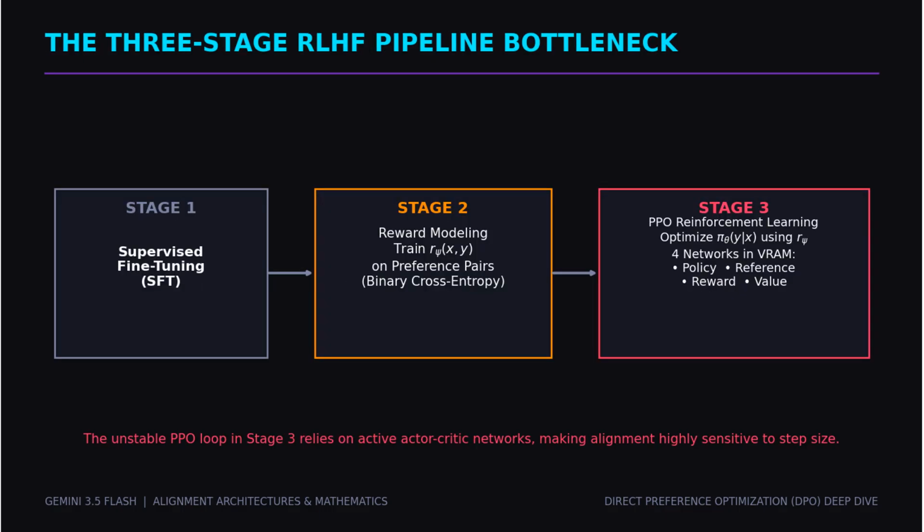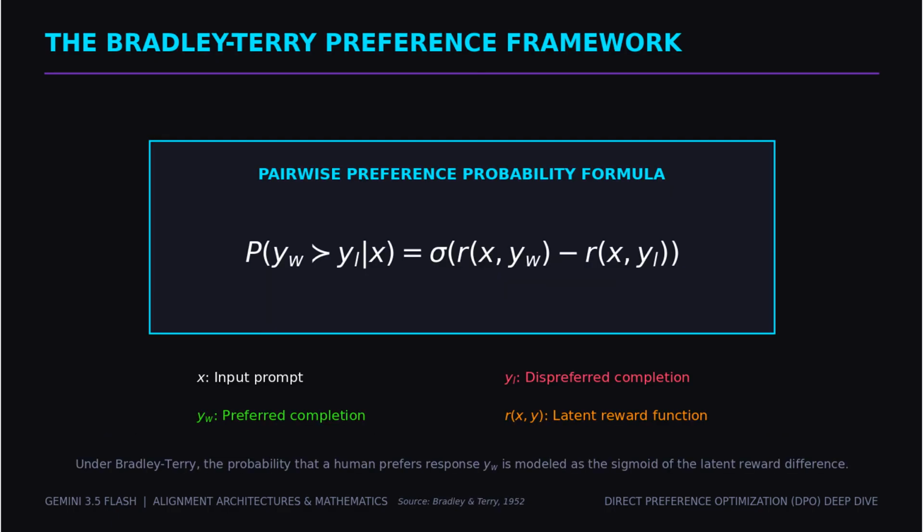To understand how we can simplify alignment, we must examine the mathematical foundation of human preference learning, the Bradley-Terry model. This model assumes there is an unobserved, latent reward function, R. When presented with a prompt, x, and 2 candidate responses, y_w and y_l, the probability that a human prefers y_w over y_l is modeled using the sigmoid function of the difference between their respective rewards. This means that a response with a higher reward is exponentially more likely to be preferred.